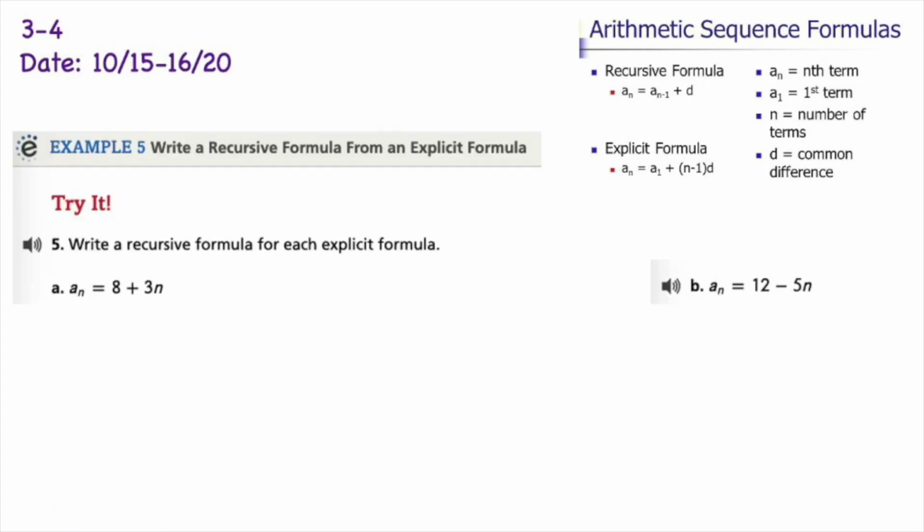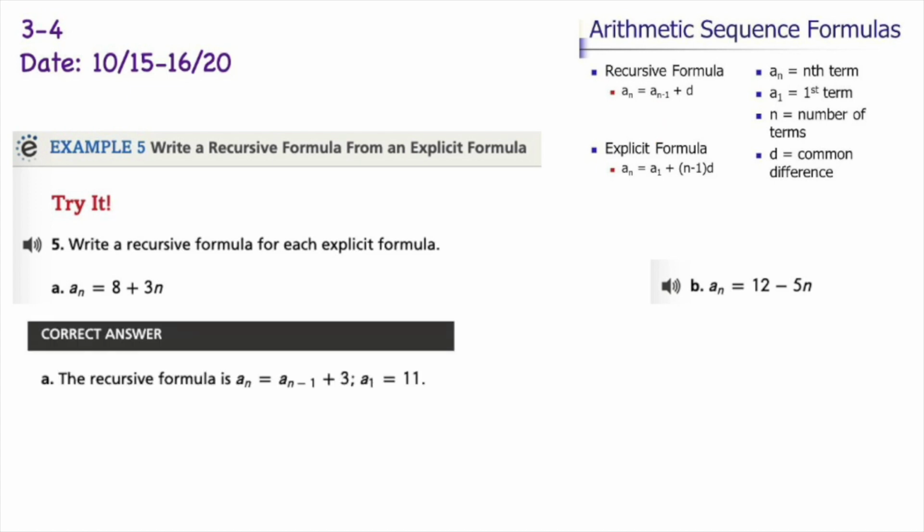All right, now we're going to do some try-its. So write the recursive formula for each explicit formula. So you're going to go backwards. So starting with the explicit, you're going to go back to the recursive. So we know that we can identify a couple things. For A, I'm going to do A with you, and then you're going to do B on your own. So the recursive formula is a sub n equals a sub n minus 1 plus 3, and a sub 1 equals 11. Well, how do they know that?